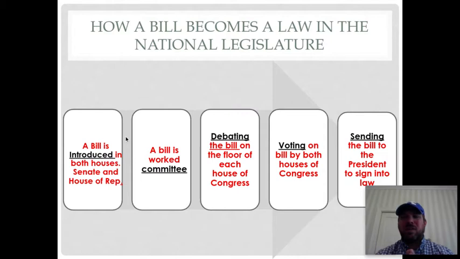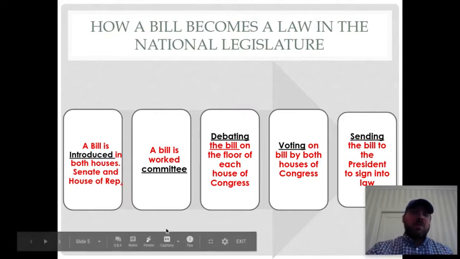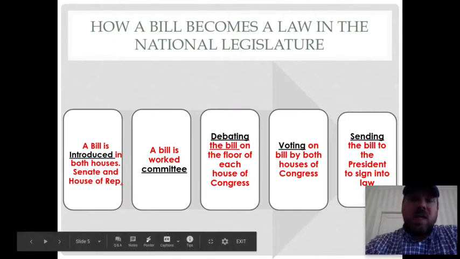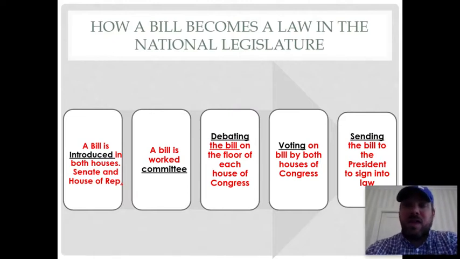So now we're going to get into a little more detail. As you can see, it moves from left to right. First step, a bill is introduced in one of the houses, either the Senate or the House of Representatives. Then it's moved into a committee. The bill is worked in committee, and this is the same thing as editing or revising. That's what they do in committees. They edit and revise the bill.